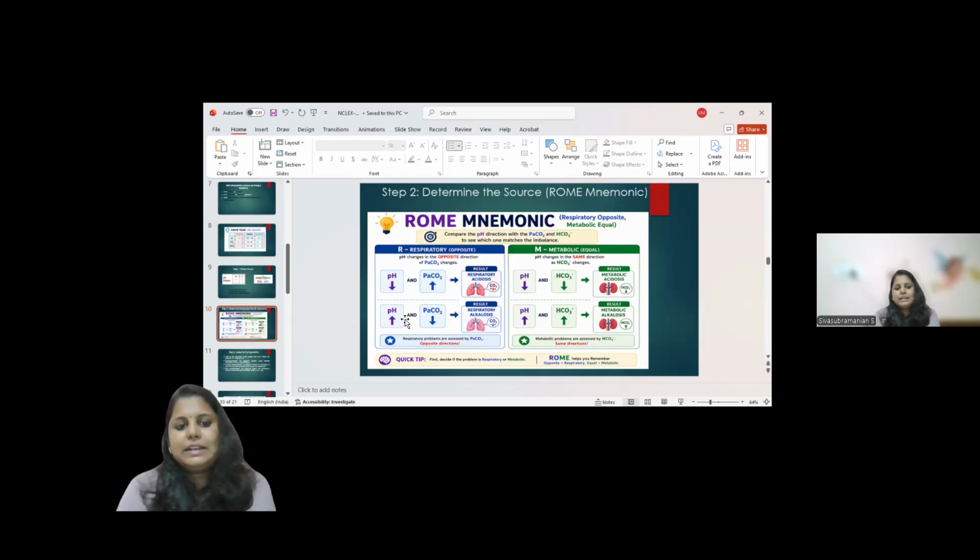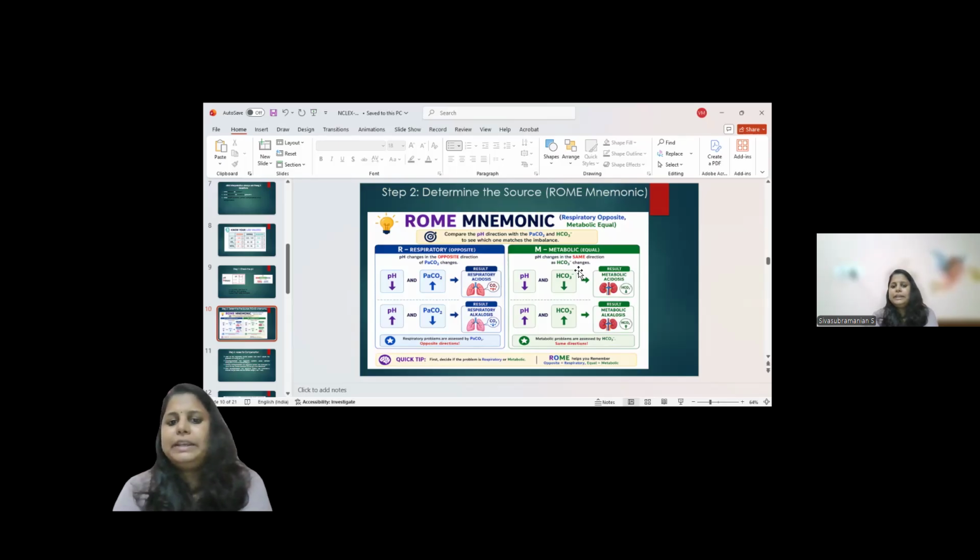Then the pH is increasing and the PaCO2 is decreasing. So pH increasing indicates alkalosis. The pH and the PaCO2 are in opposite directions, which means it's respiratory. So it is a respiratory alkalosis.